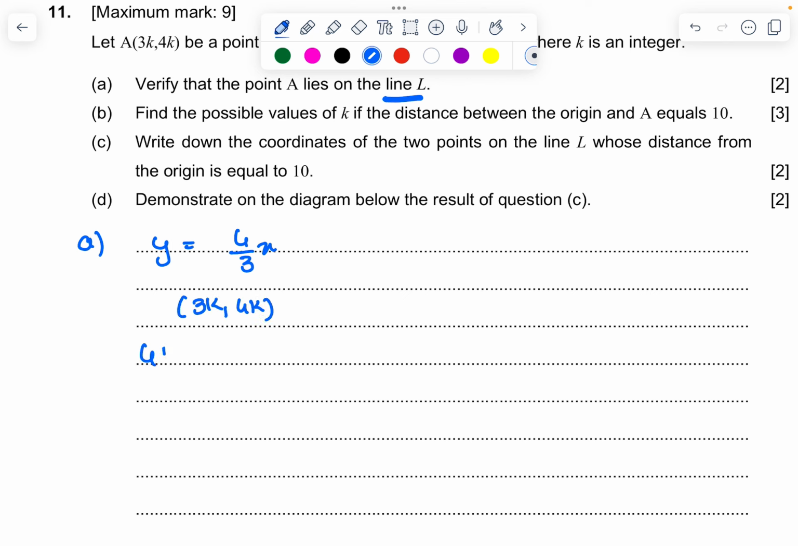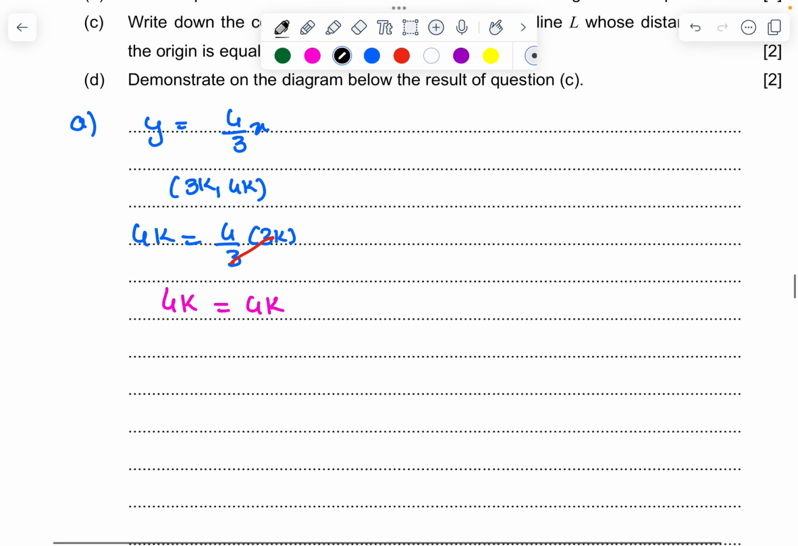So what does that become? 4k equals 4 upon 3 times 3k. So 3 gets cancelled, so we get 4k equals 4k. So therefore the point does lie on the line.